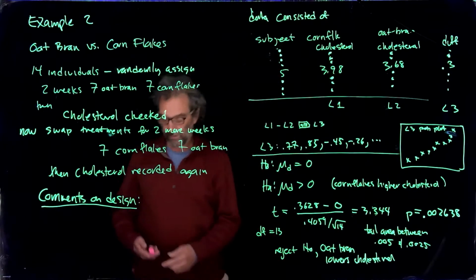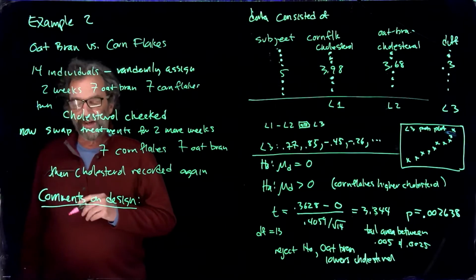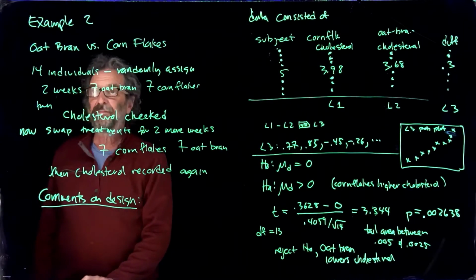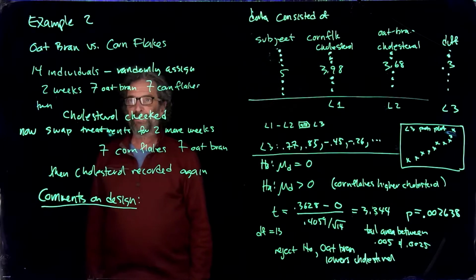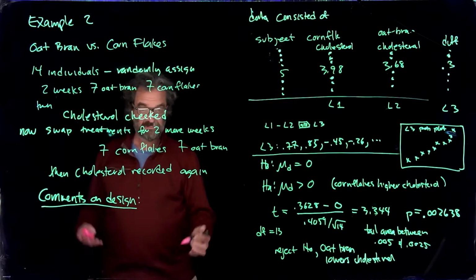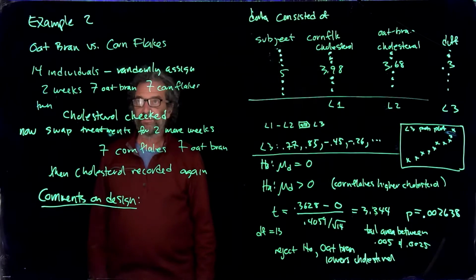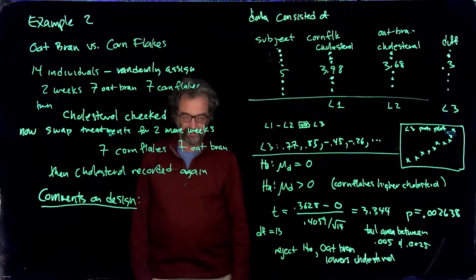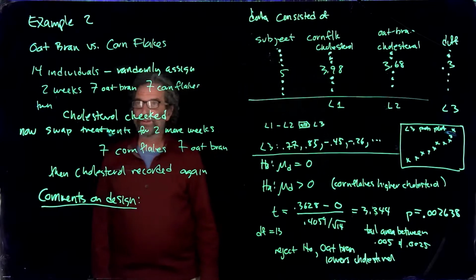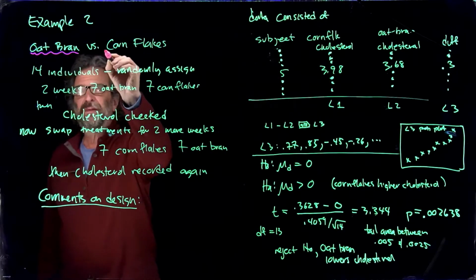All right, so we're in example 2 here. We want to know if oat bran lowers cholesterol. And so we're going to do this experiment where we compare oat bran with cornflakes, because maybe however you eat cereal, maybe that lowers cholesterol by itself. Who knows? Maybe the milk that you use when you eat oat bran would lower cholesterol. So we're going to compare oat bran versus cornflakes. So maybe eat them for breakfast, I guess, is what we're doing.